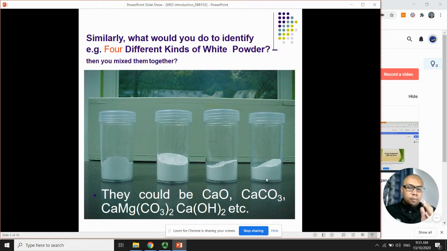Maybe you can identify them when you separate them physically. But what happens if you mix all this powder together? They have the same color, the physical appearance looks almost similar, and the particle size looks similar. Now, how can you identify that the mixture contains calcium oxide, calcium carbonate, calcium magnesium carbonate, and calcium hydroxide?